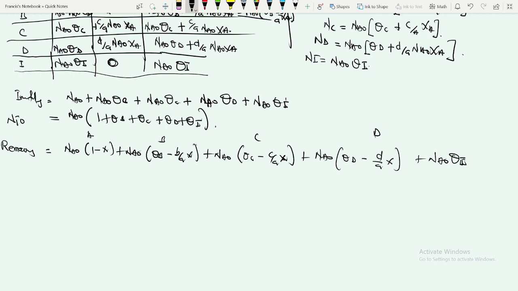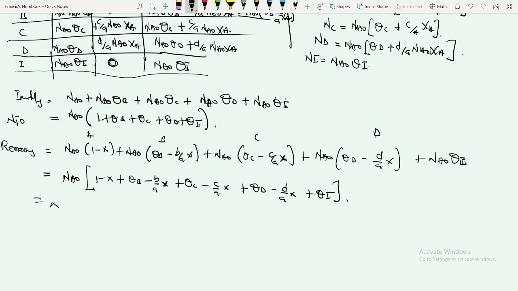Right. So you realize that writing them is very easy. You don't have to draw the whole table all the time. Anything you want, you can just write it straight away. You just have to understand what you are doing. So with this, you can factorize Na naught out. When we factorize Na naught out, we get 1 minus X plus theta B minus b over a X, plus theta C minus c over a X, plus theta D minus d over a X, plus theta I.